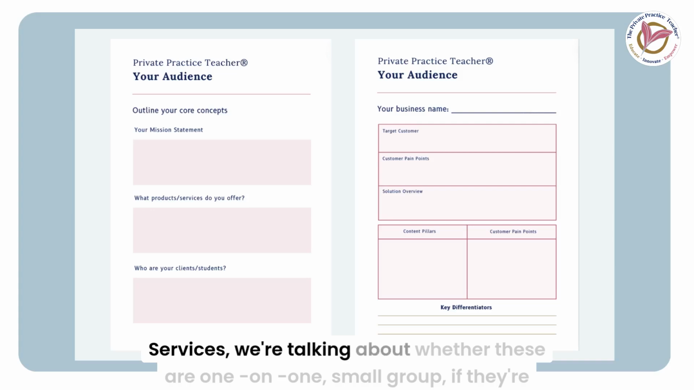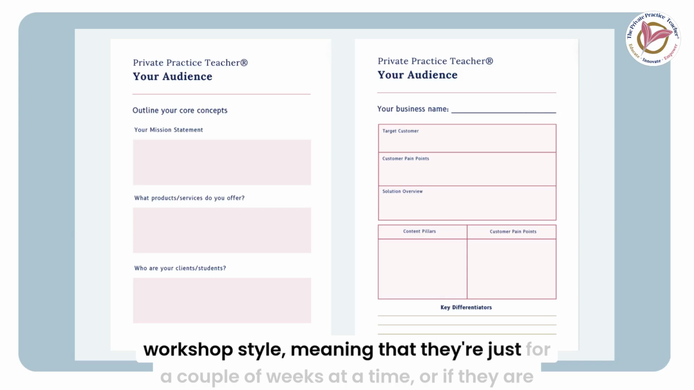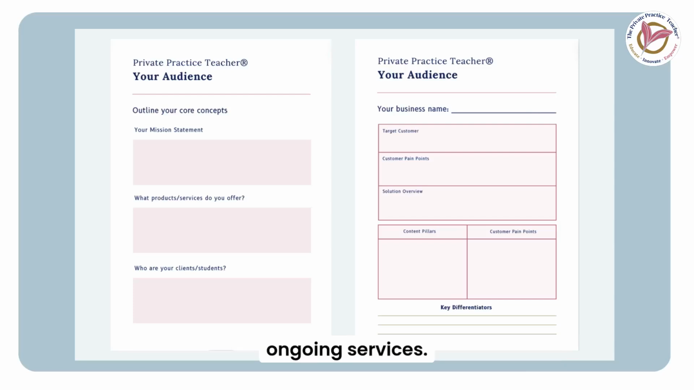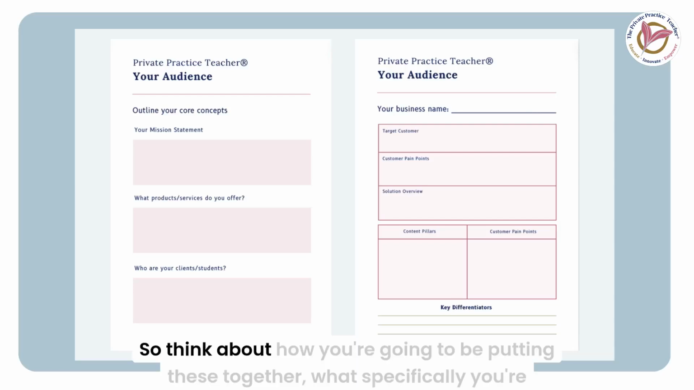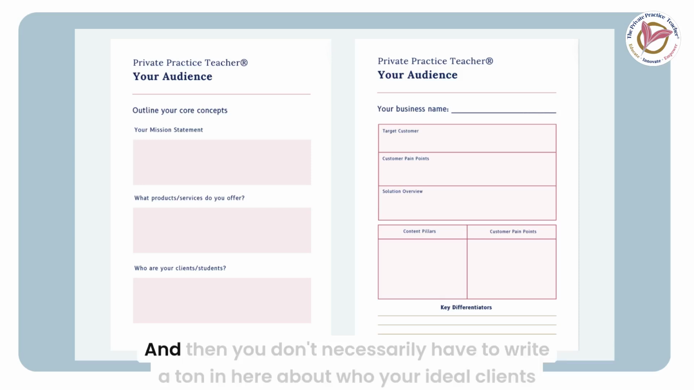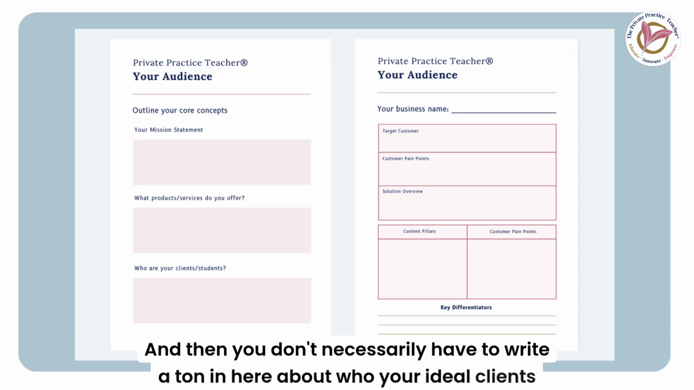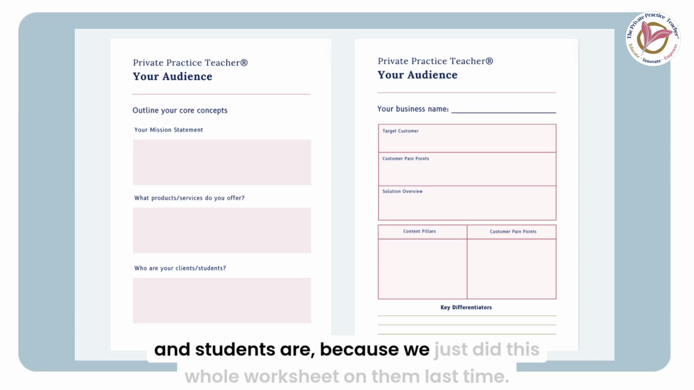Services, we're talking about whether these are one-on-one, small group, if they're workshop style, meaning that they're just for a couple of weeks at a time, or if they are ongoing services. So think about how you're going to be putting these together, what specifically you're doing. And then you don't necessarily have to write a ton in here about who your ideal clients and students are, because we just did this whole worksheet on them last time.